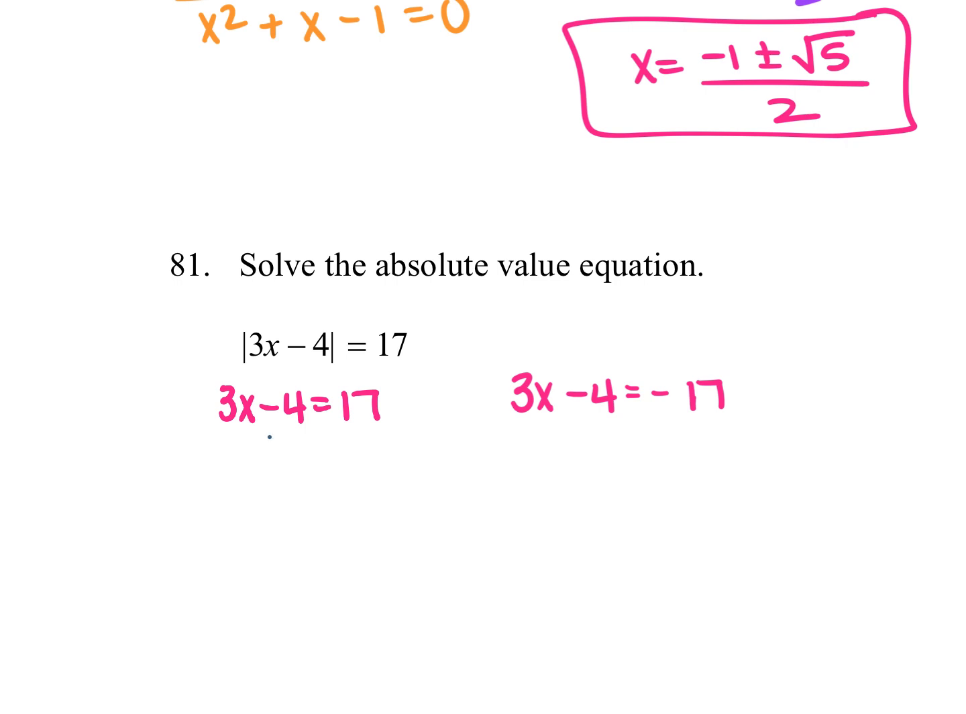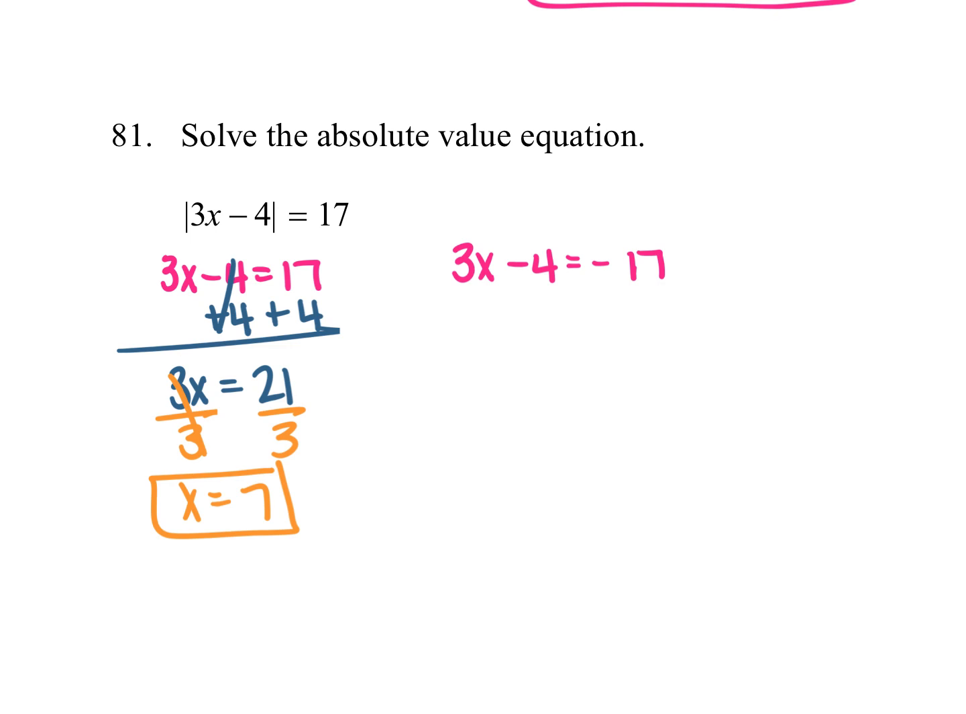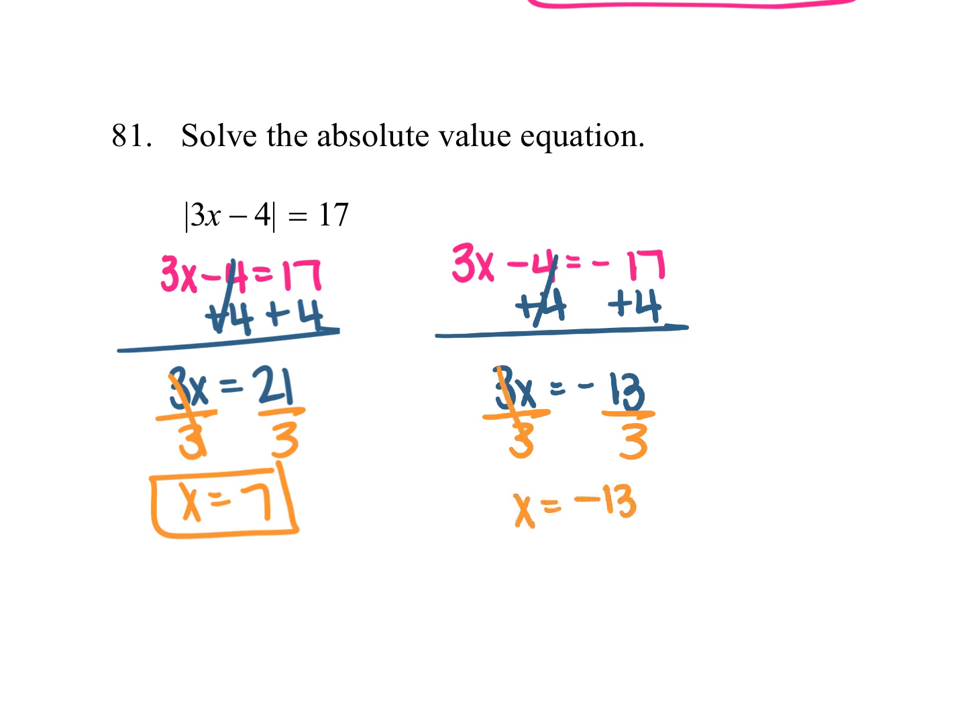For the one on the left, move your 4 over by adding it to both sides. That's going to give you 3x is equal to 21. Divide each side by the 3. You have that x is equal to 7. For the one on the right, you are moving the 4 over by adding it to both sides. You get 3x is equal to negative 13. Then you are dividing by 3. So x is equal to negative 13 over 3.